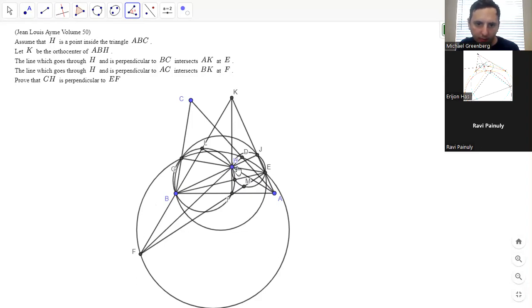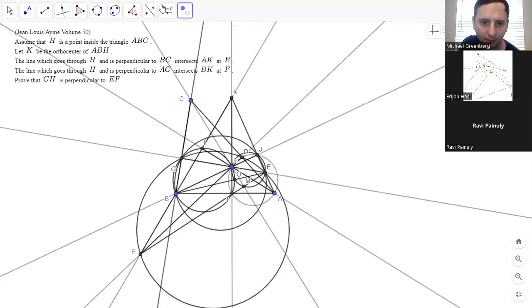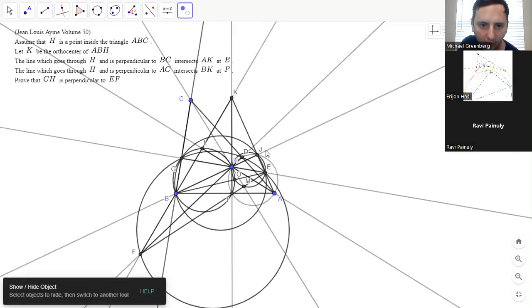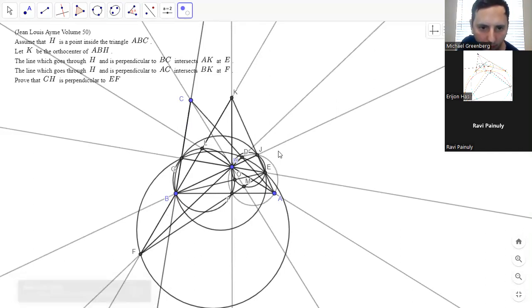So GH times HE is BH times HJ, right? Oh, and I think that solves it, because GH times HE is BH times HJ, which is AH times HL. And that is, oh, because I hid the other cyclic quadrilateral. AH times HL.